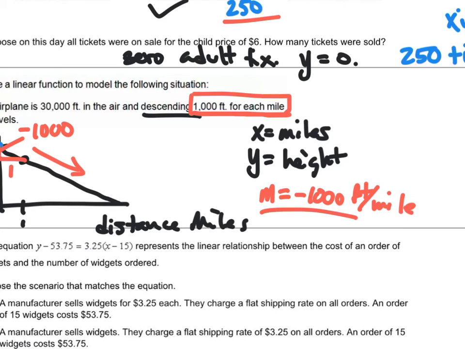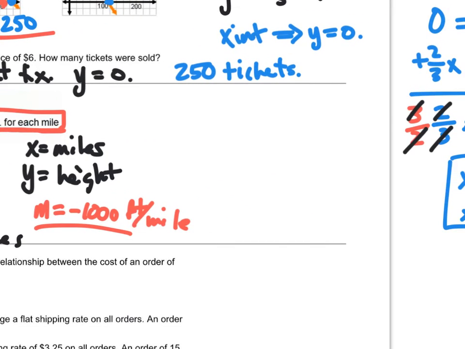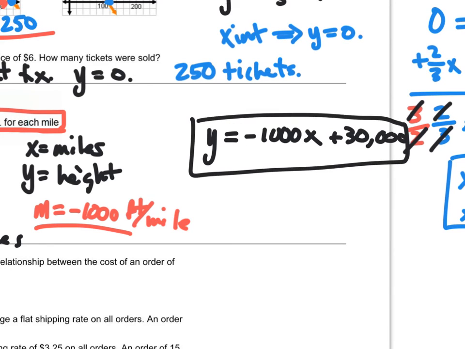All right, so let's go ahead and write this out, and let's just say that y is equal to negative 1,000x plus 30,000. That's an equation that represents that situation.